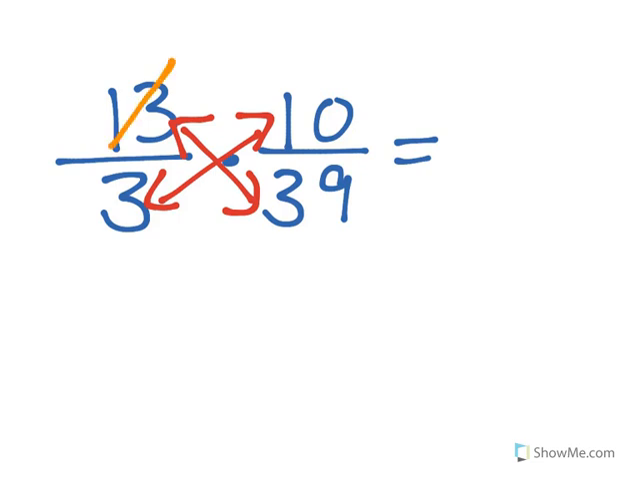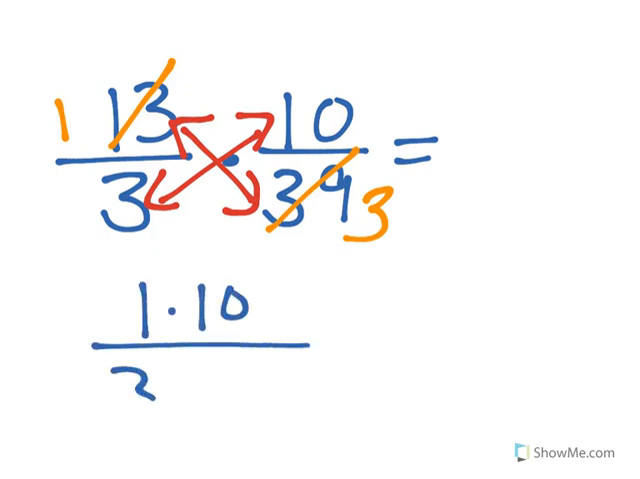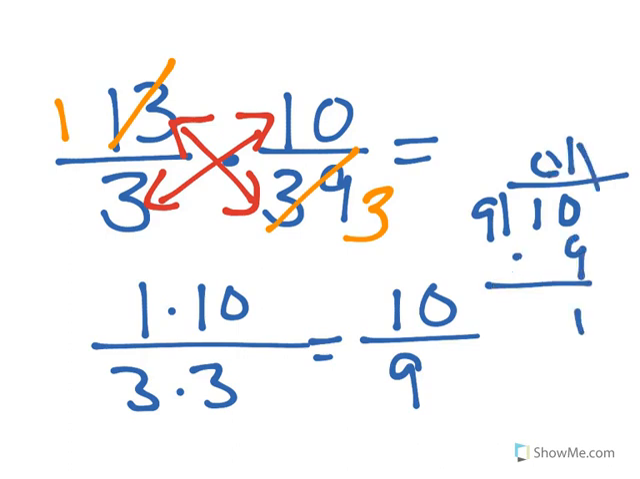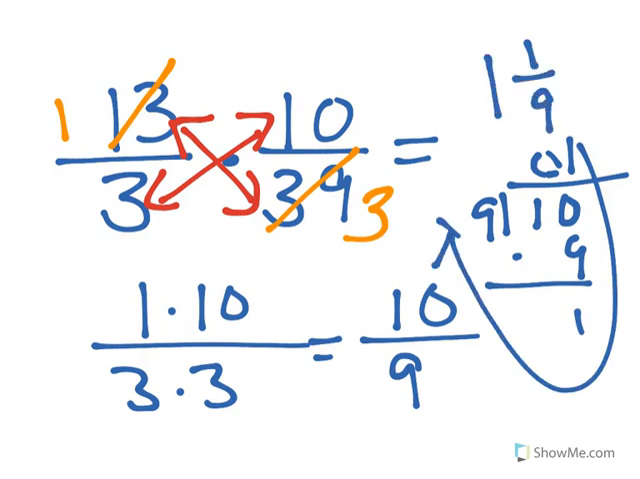So 13 will go into 13 one time. 13 will go into 39 3 times. So now I got a little bit simpler, so I can multiply it out. So I'm going to say 1 times 10, 3 times 3. Well, 1 times 10 is 10. 3 times 3 is 9. And that's an improper fraction. So 9 would go into 10 one time with 1 left over. So my answer to this problem is 1 1/9.